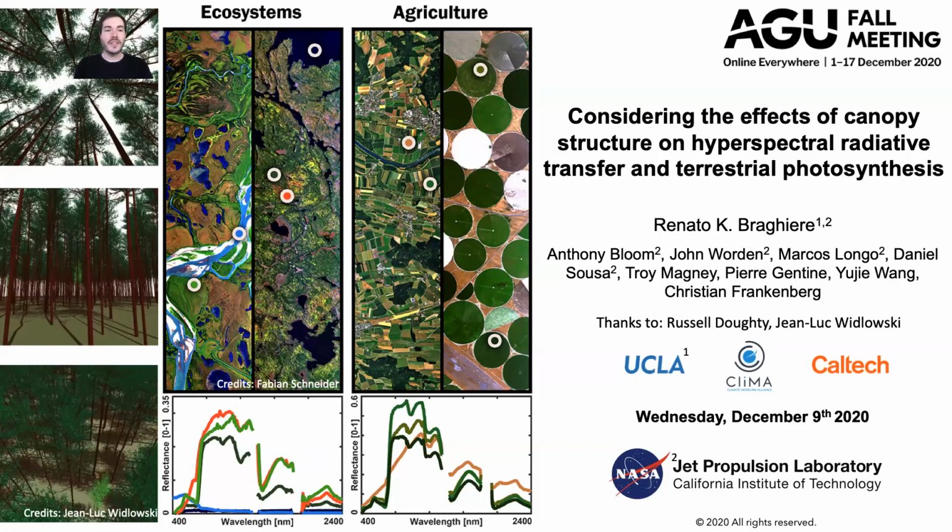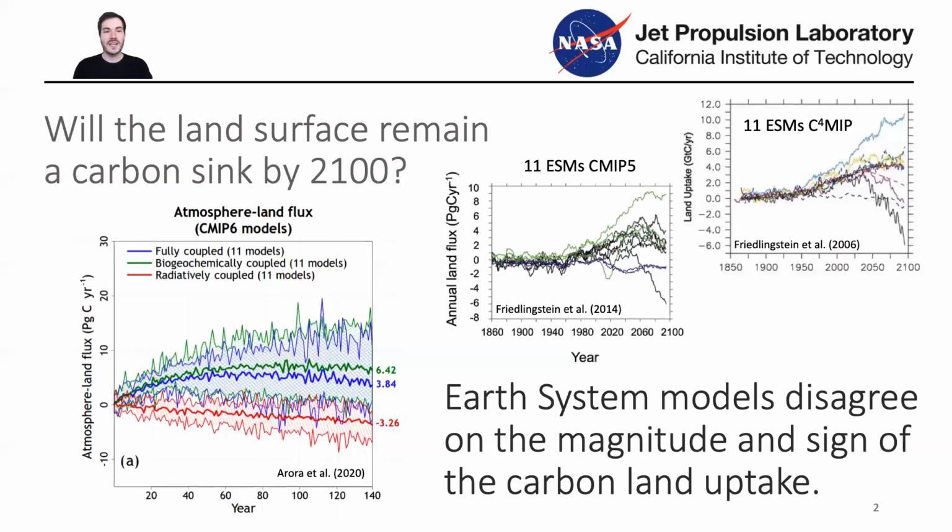Today, I want to talk with you about a little bit of the work that I've been developing at NASA JPL, where we try to consider the effects of canopy structure on hyperspectral radiative transfer and the impacts of that on global photosynthesis. So I would like to start with this question: will the land surface remain a carbon sink by the end of this century?